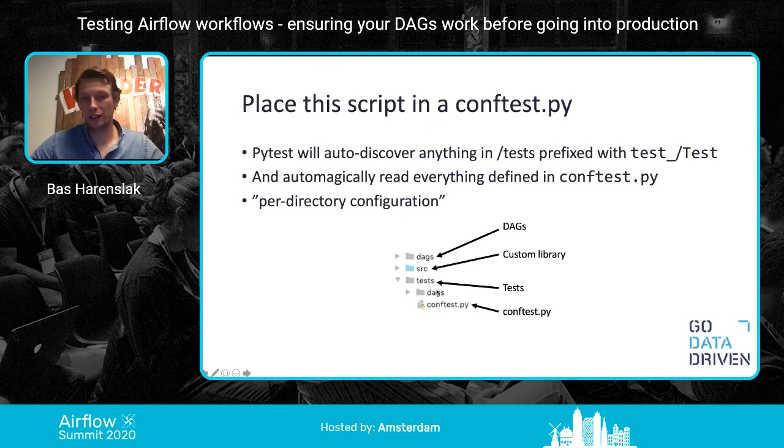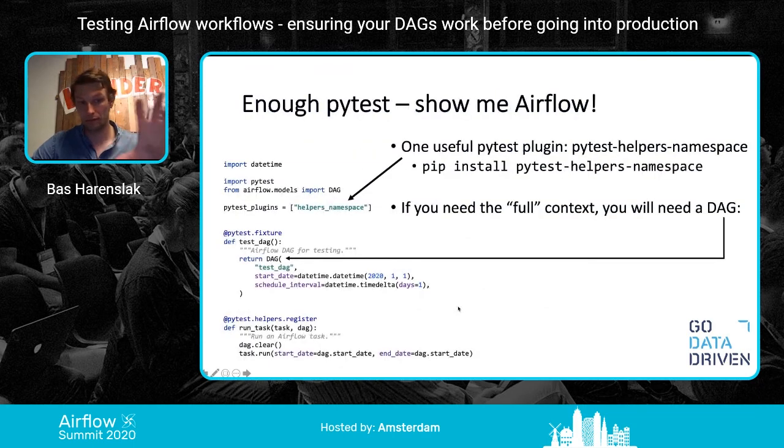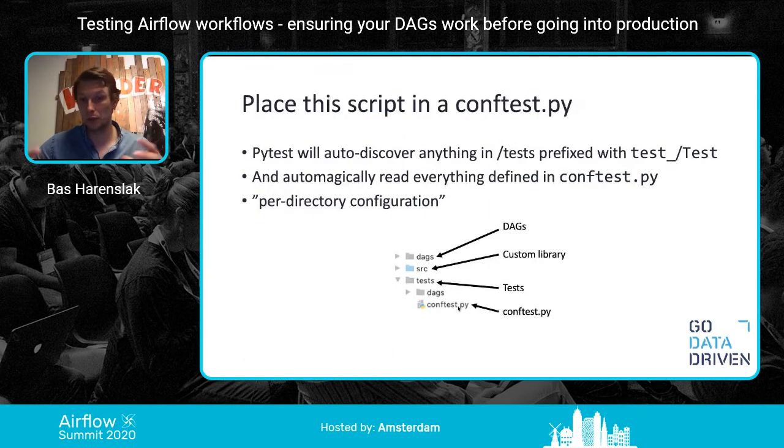So this is the very minimal project structure that I typically have. On the root level of my project, I have a DAGs directory with my DAGs. I have a source directory with some custom components in there, custom operators, custom hooks, and a test directory where I have one file named conftest.py. And what I show you here is what I put in my conftest.py. And conftest.py is basically a magic file that Pytest will read every time, and is available to all your tests.